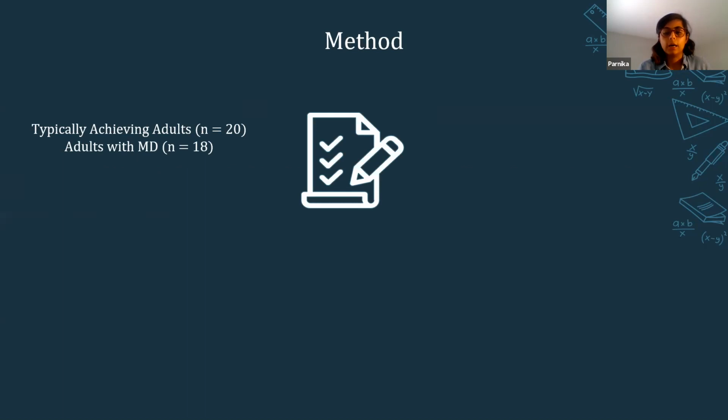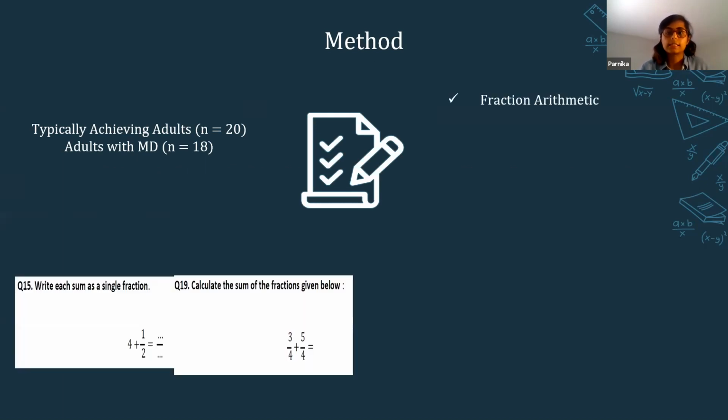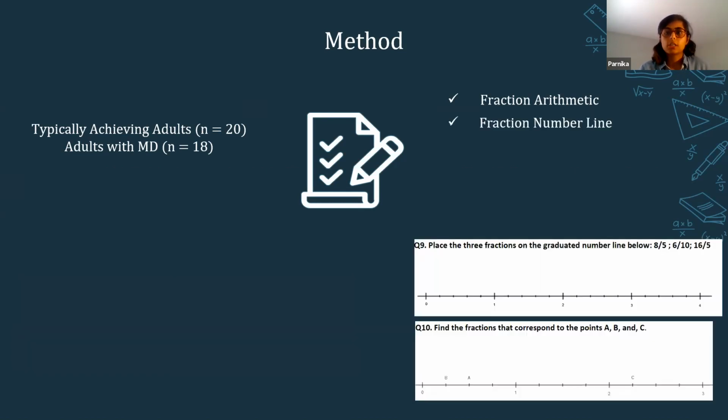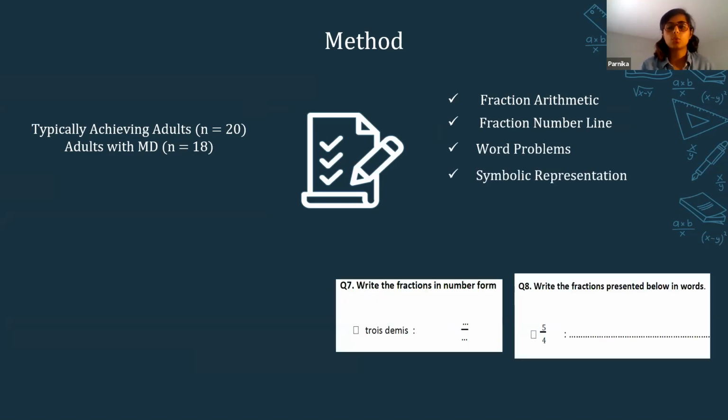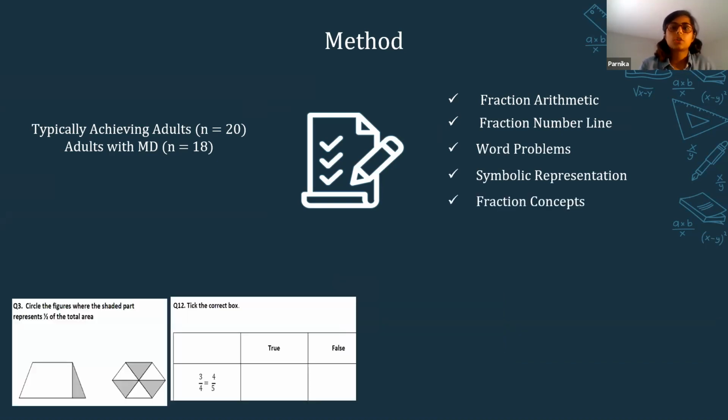This test was designed in accordance with the French national curriculum standards, as well as a prior study on children with mathematics disability. And what we see is 5 fraction concepts, which are fraction arithmetic, where participants have to add across the fractions and add a fraction to a whole number. Fraction number line, where participants have to place the fractions on the graduated number line or find the fractions that correspond to the points on the number line. Word problems, symbolic representation, which involves transcoding of fraction numerals to the word form and vice versa, and fraction concepts, which involve concepts such as part whole, fraction equivalence, as well as magnitudes.